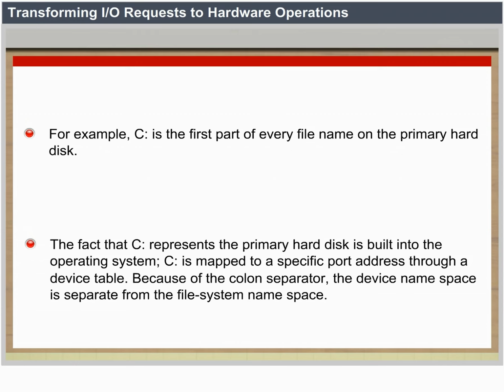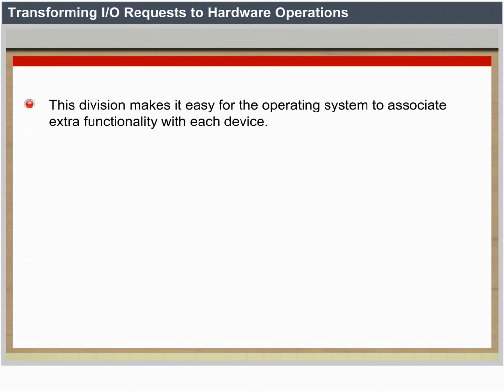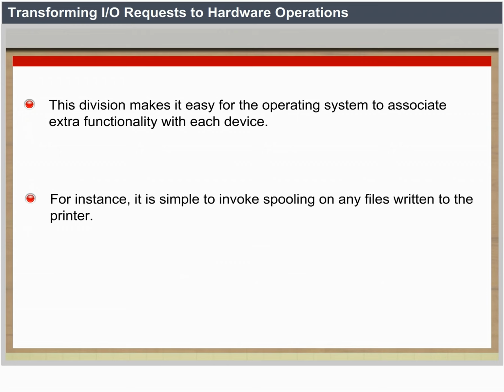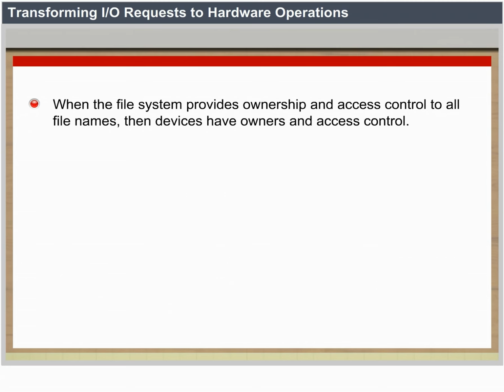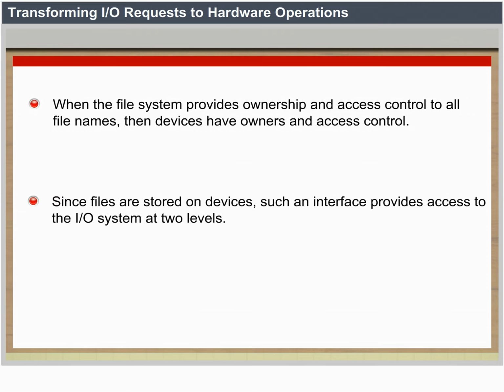For instance, it is easy to invoke spooling on any files written to the printer. If, instead, the device namespace is incorporated in the regular file system namespace, as it is in Unix, the normal file system name services are provided automatically. If the file system provides ownership and access control to all file names, then devices have owners and access control. Since files are stored on devices, such an interface provides access to the input-output system at two levels. Names can be used to access the device themselves or to access the files stored on the devices.